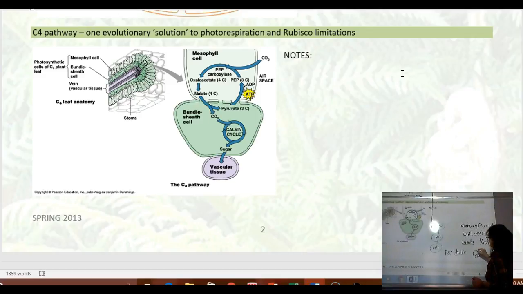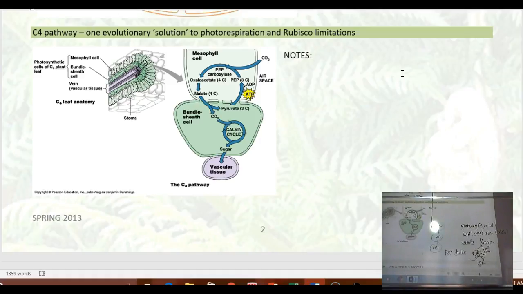you know what that is? It's a taxi. And this little taxi picks up and lets off passengers. Guess who the passenger is? CO2. So literally, the PEP shuttle is a delivery system that shuttles carbon dioxide from where it's picked up out in the mesophyll cell, farther away from the vascular tissue, shuttles it in, taxis it in, and drops it off right in the bundle sheath cell.